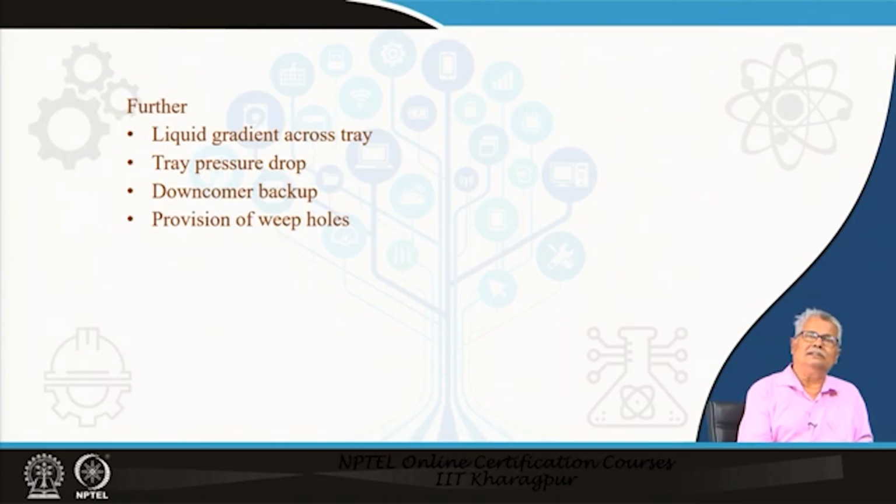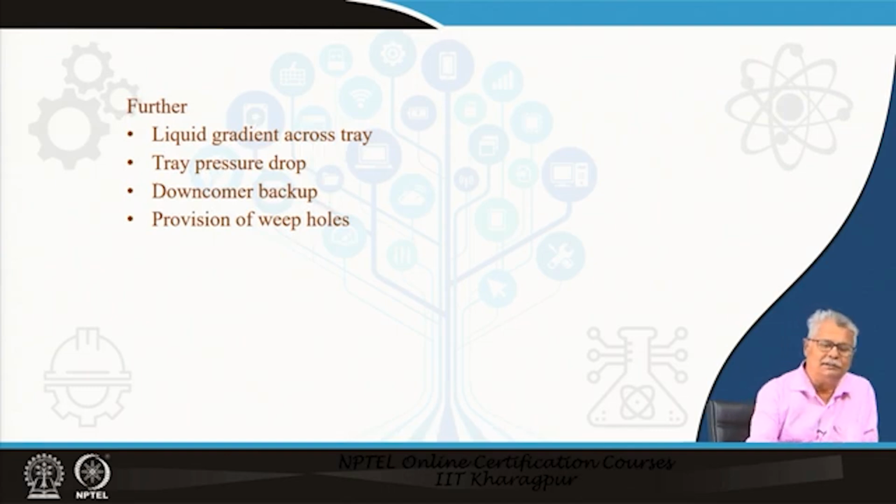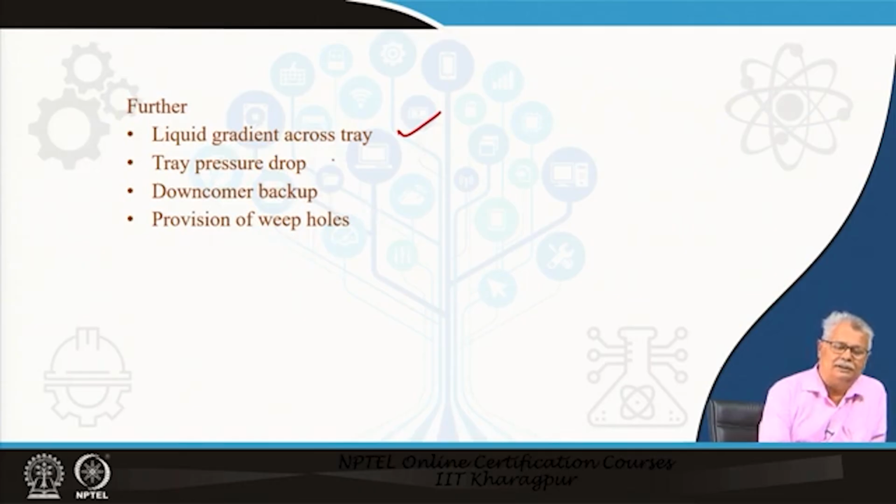With this, if we see what is further left for us, these are the items. We need to estimate the liquid gradient across the tray. This has to be done. The pressure drop across the tray has to be estimated. The downcomer backup, this we will not repeat because it has already been covered when the sieve tray design was being considered. It is the same thing here.